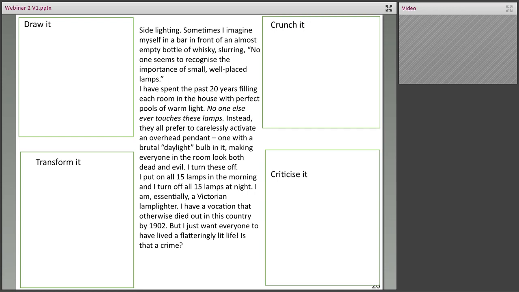I turn these off. I put on all 15 lamps in the morning and I turn off all 15 lamps at night. I am essentially a Victorian lamplighter. I have a vocation that otherwise died out in this country by 1902, but I just want everyone to have lived a flatteringly lit life. Is that a crime?